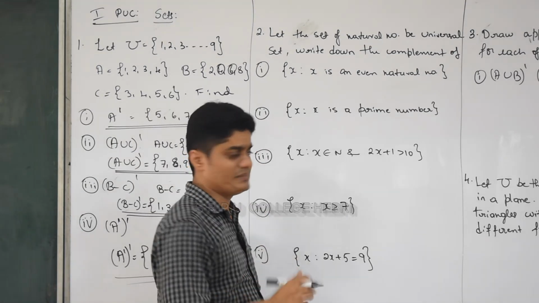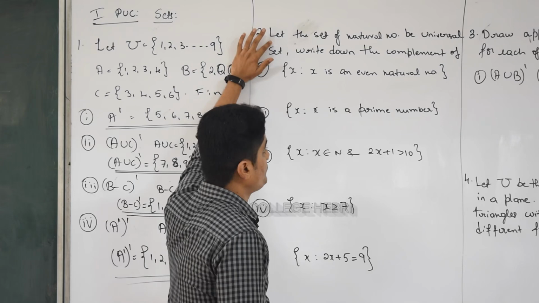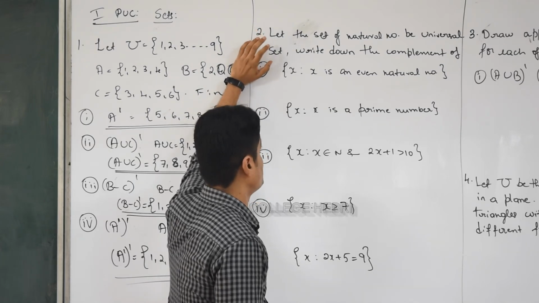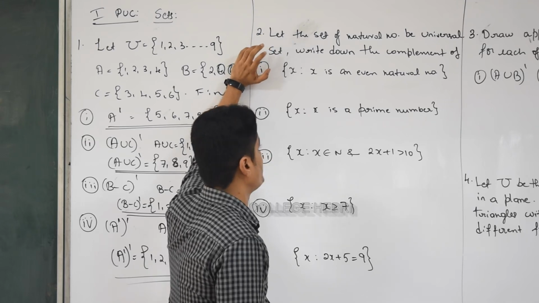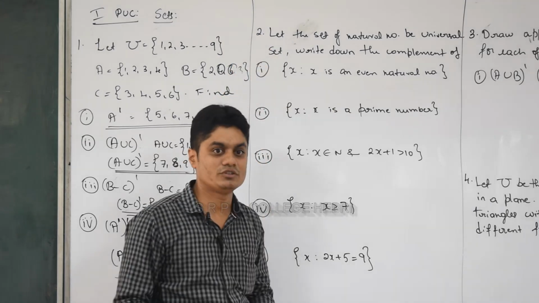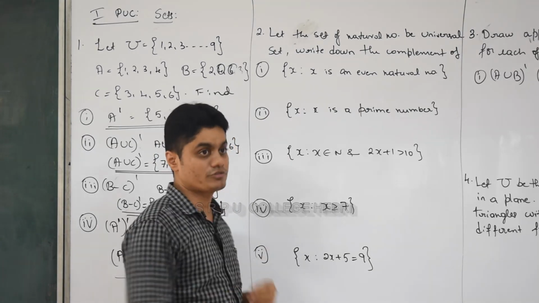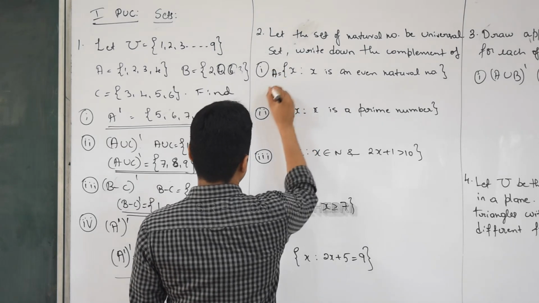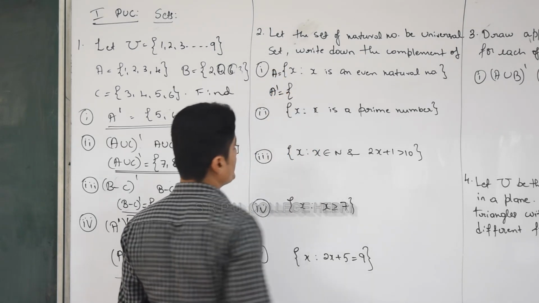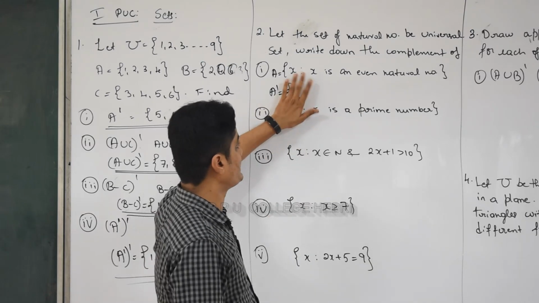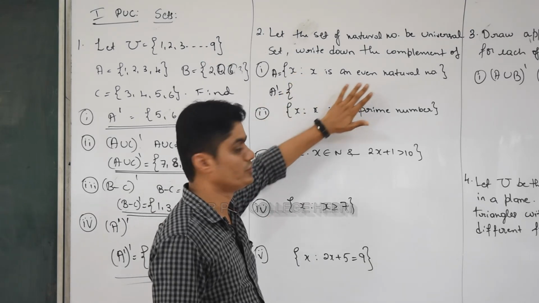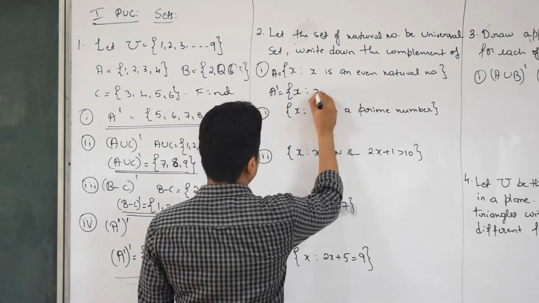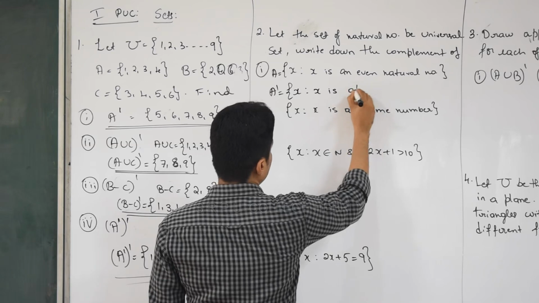Again we are using the same operation, that is complement. Let the set of all natural numbers be the universal set, and the given sets for this problem are subsets of natural numbers. What we have to do is write down the complement of these 5 sets, and you have to write in set builder form only. Remember that. So if this is A, then what is required? A complement. How to get A complement? What is A first? X is an even natural number. You only have to remove even natural numbers from the natural numbers. So what is the remaining? X is an odd natural number.